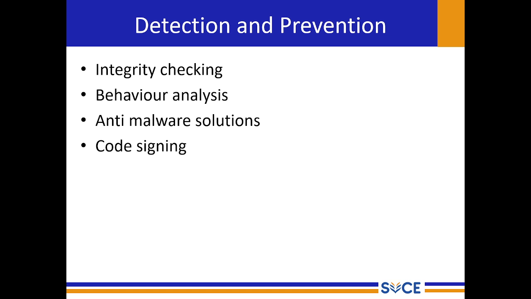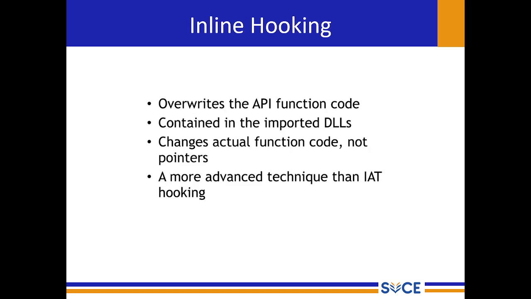Checksums and hashes for the IAT entries can help detect unauthorized modification. Behavioral analysis: monitoring the application for unusual behavior or unexpected function calls can help identify potential hooking. Anti-malware solutions use advanced security that can detect and block hooking techniques. And finally, code signing is a method which ensures that all DLLs and executables are signed, which helps to identify unauthorized modifications.